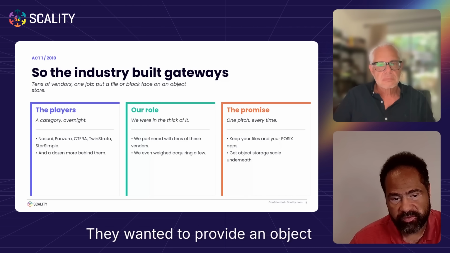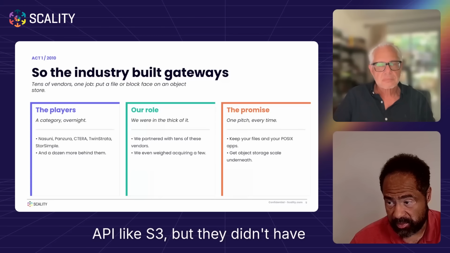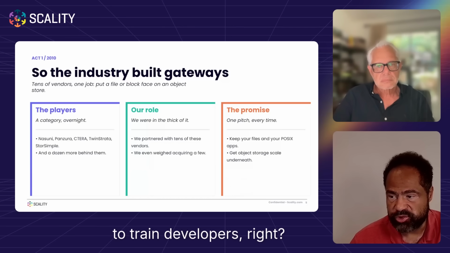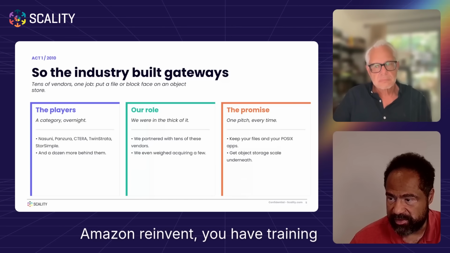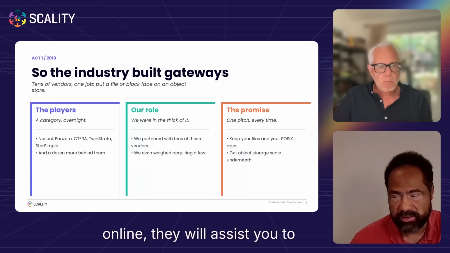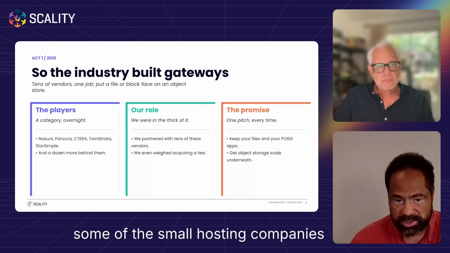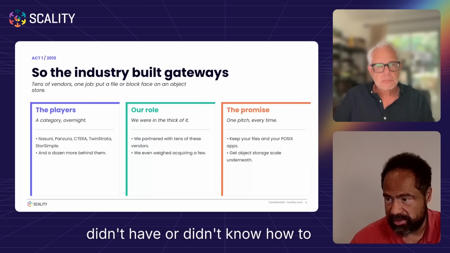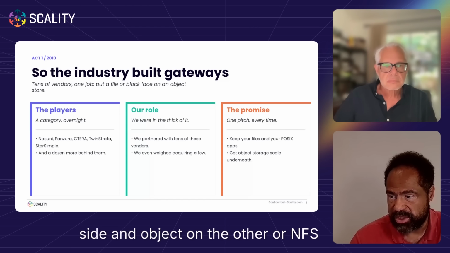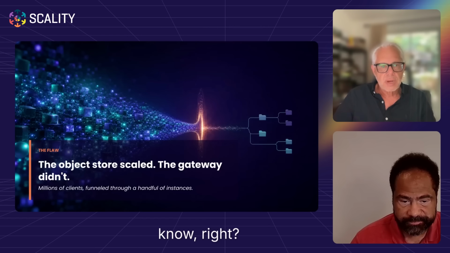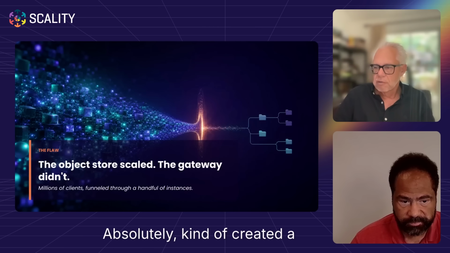They wanted to provide an object API like S3, but Amazon had a great machine to train developers, right? At Amazon re:Invent, you have training online, and they will assist you to port your application. That's right. Some of these small hosting companies didn't have that or didn't know how to do it. So for them, having a gateway simplified everything, because you could say, oh, this is iSCSI on one side and object on the other, or NFS on one side, things that people know, right? Absolutely. It kind of created a familiarity.